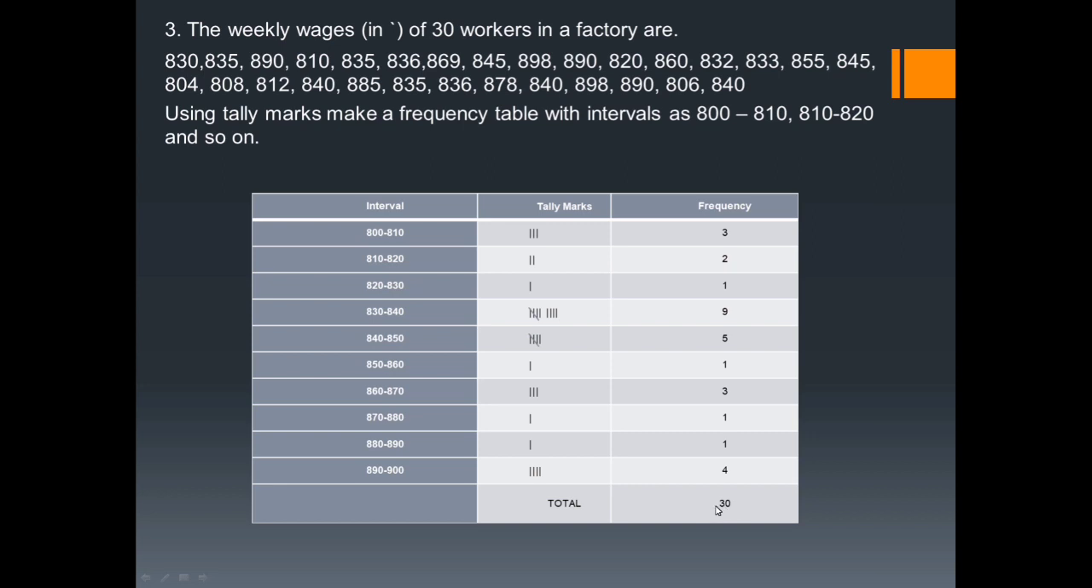Here, in order to find the answer, we have to add up the frequencies we have found. Then it adds up to 30. That is the same as the number of workers. In order to know whether you have done it correctly or not, you have to see whether the total here is the same as the number of workers in the question. That is how we are going to do this question.